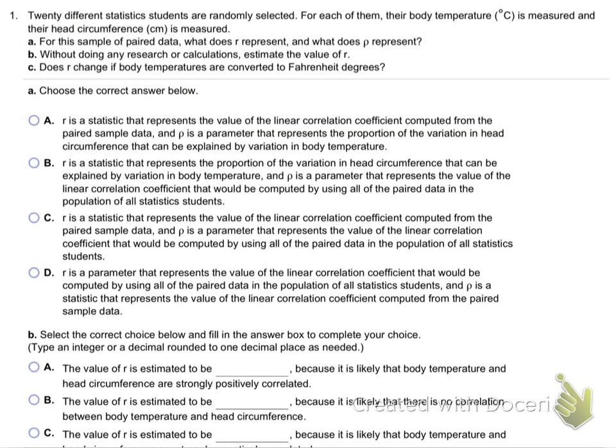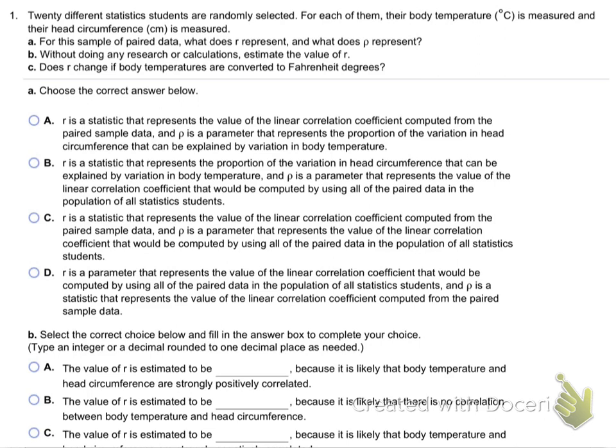Thinking questions. 20 different stat students are randomly selected. So like you all, what are you, 25 of you in here? Each of them, their body temperature is measured, so they measure your temperature, and their head circumference. Now, why are they picking those two? Do you think bigger heads have higher temperatures and smaller heads have less, or vice versa?